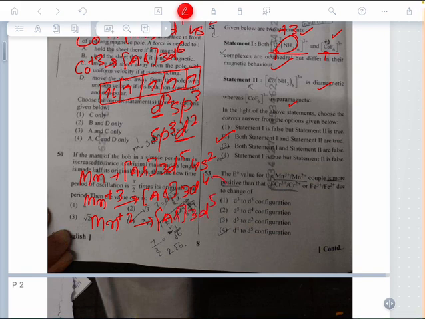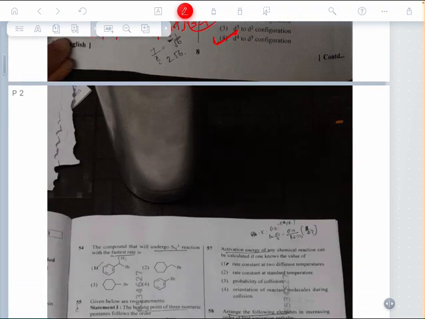3d5. Now it is because of this transition of Mn from 3d4 state to the more stable, that is half-filled 3d5 state, that is what makes this E0 value for Mn more positive. So the d4 to d5 configuration change is the reason for this. So the fourth option is correct.